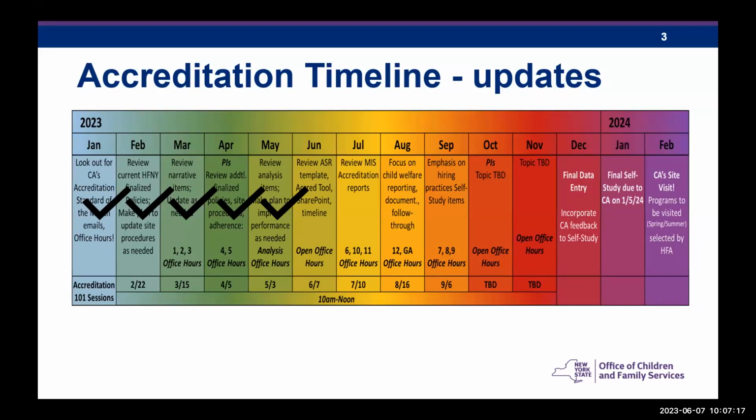Then the July 101 session, just to highlight, used to be the 19th, but that's going to be on the 10th. So that's one of the changes. And then lastly, the due dates for the self-study. We'll go over why that has changed, but all program self-studies will be due to us, Central Administration, on January 5th of 24. And you see here for November, that topic is to be determined.